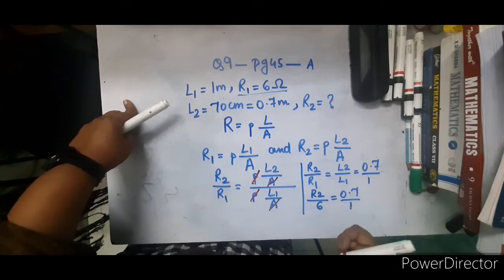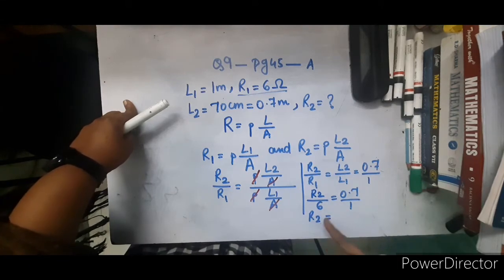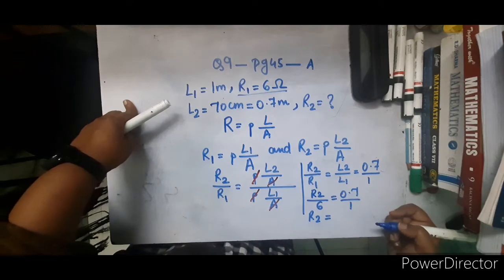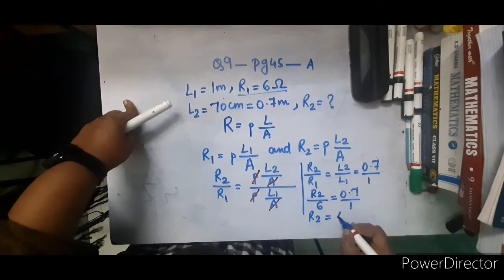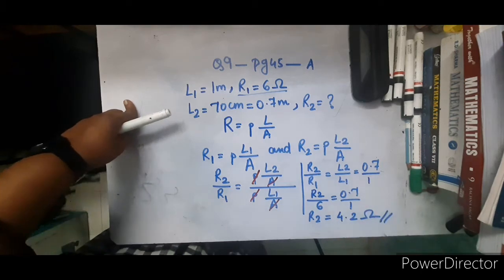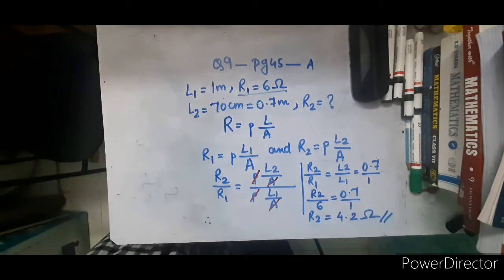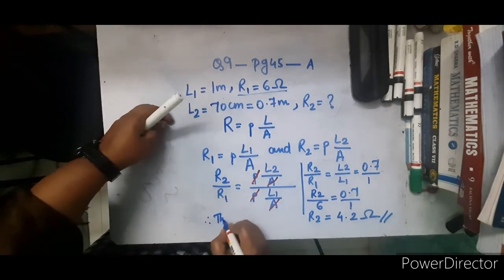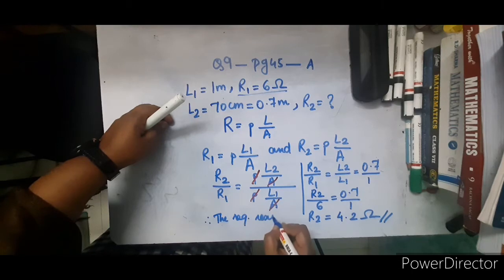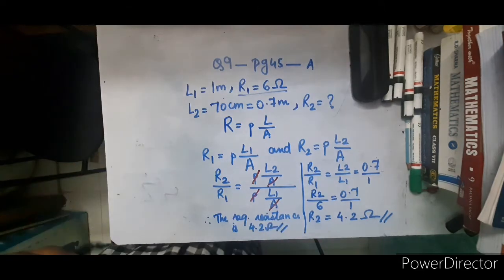So if you cross multiply this, tell me what is the value of R2 here? R2 into 1 is R2, and 6 into 0.7 will give us 4.2. And what is the unit of resistance? Ohm. So this is our answer. Then as I said earlier, we need to also write the final statement. Therefore, the required resistance is 4.2 ohms. Got it? So it's a very simple sum for us to understand.